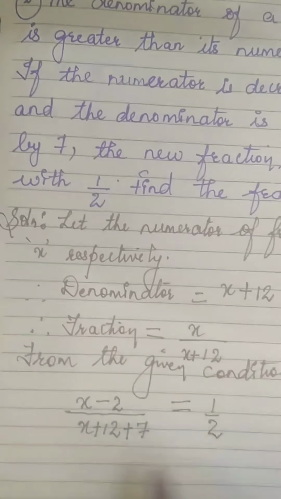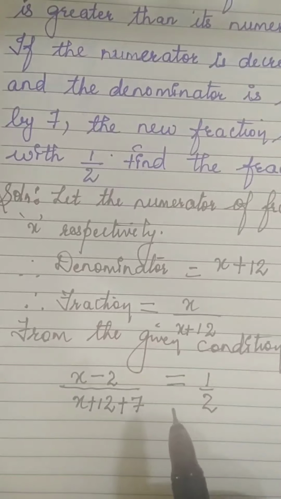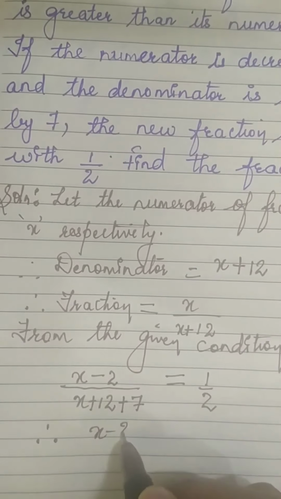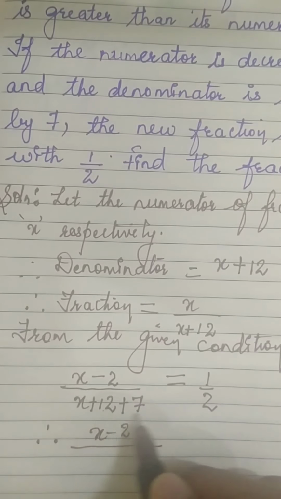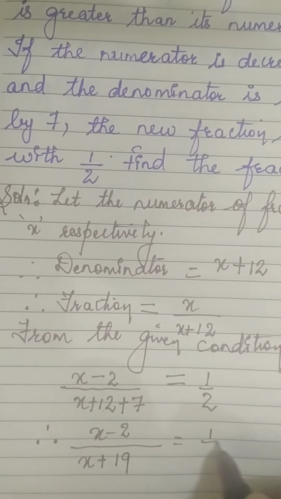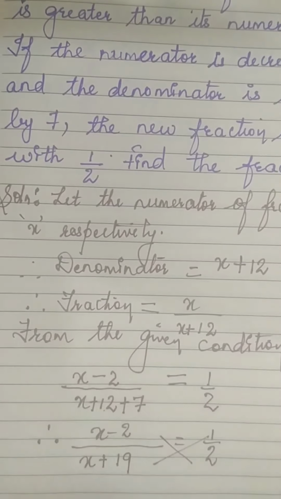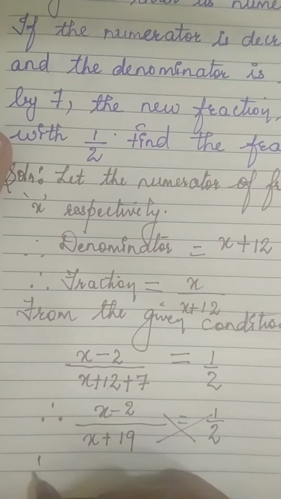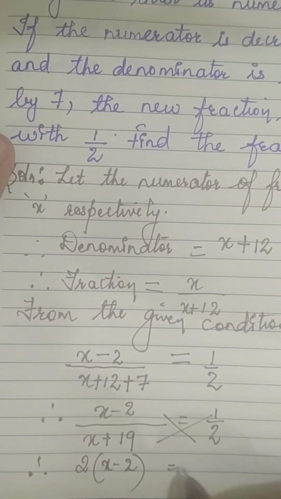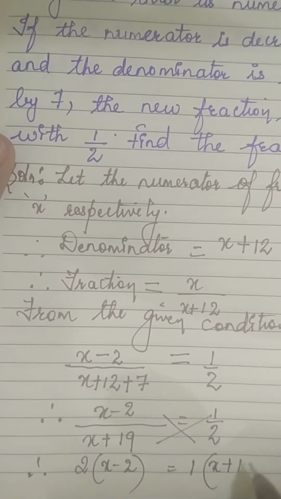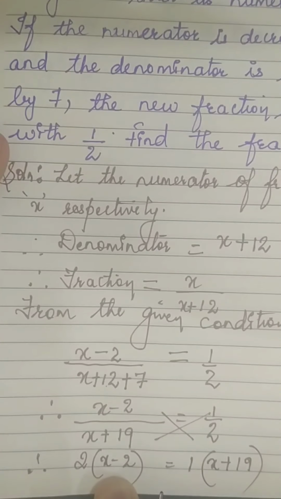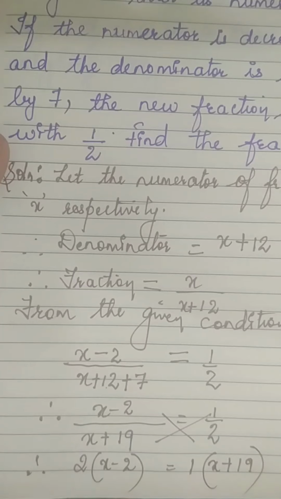So, this is the condition. Now, we have to solve this equation. Let us solve. Therefore, don't forget that, x minus 2 upon 12 plus 7 is 19, x plus 19 is equal to 1 upon 2. Now just do cross multiplication and you will get the answer. So therefore, 2 into x minus 2 is equal to 1 into x plus 19. Open the bracket. 2 into x, 2x, minus 2 2s are 4.